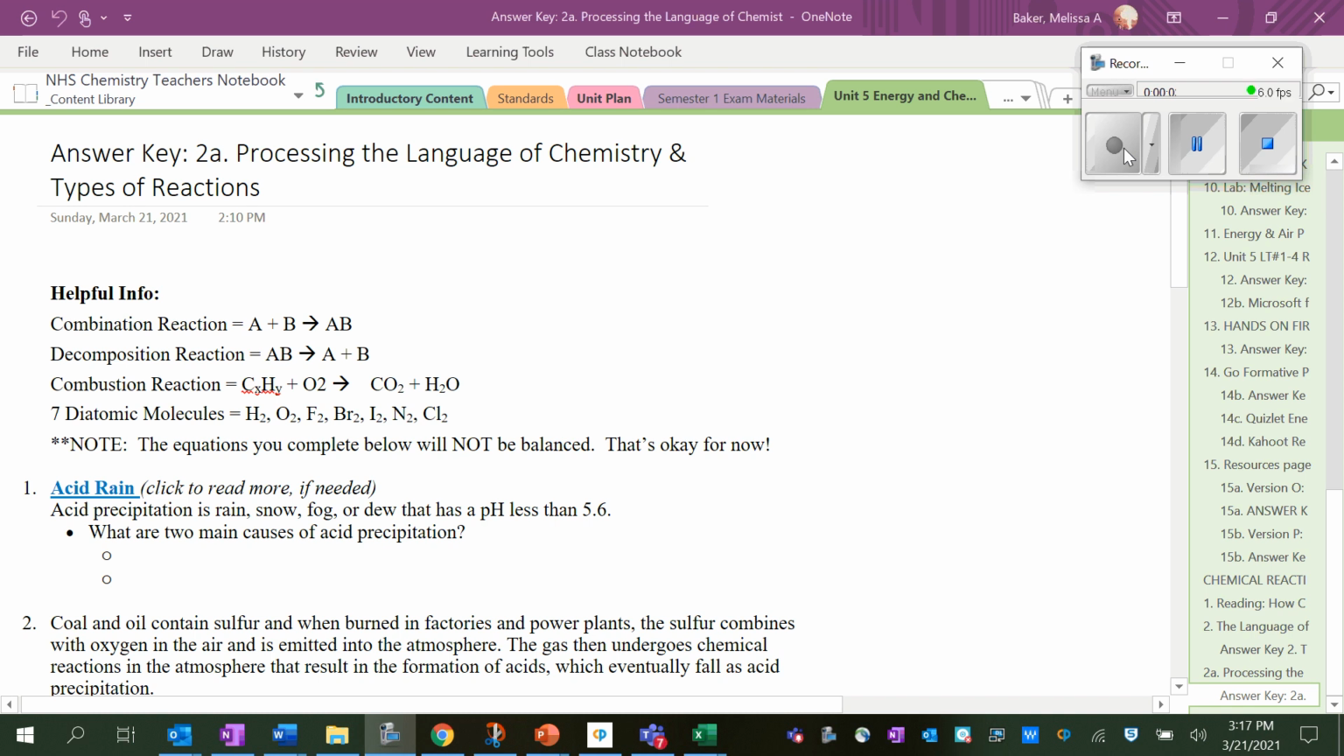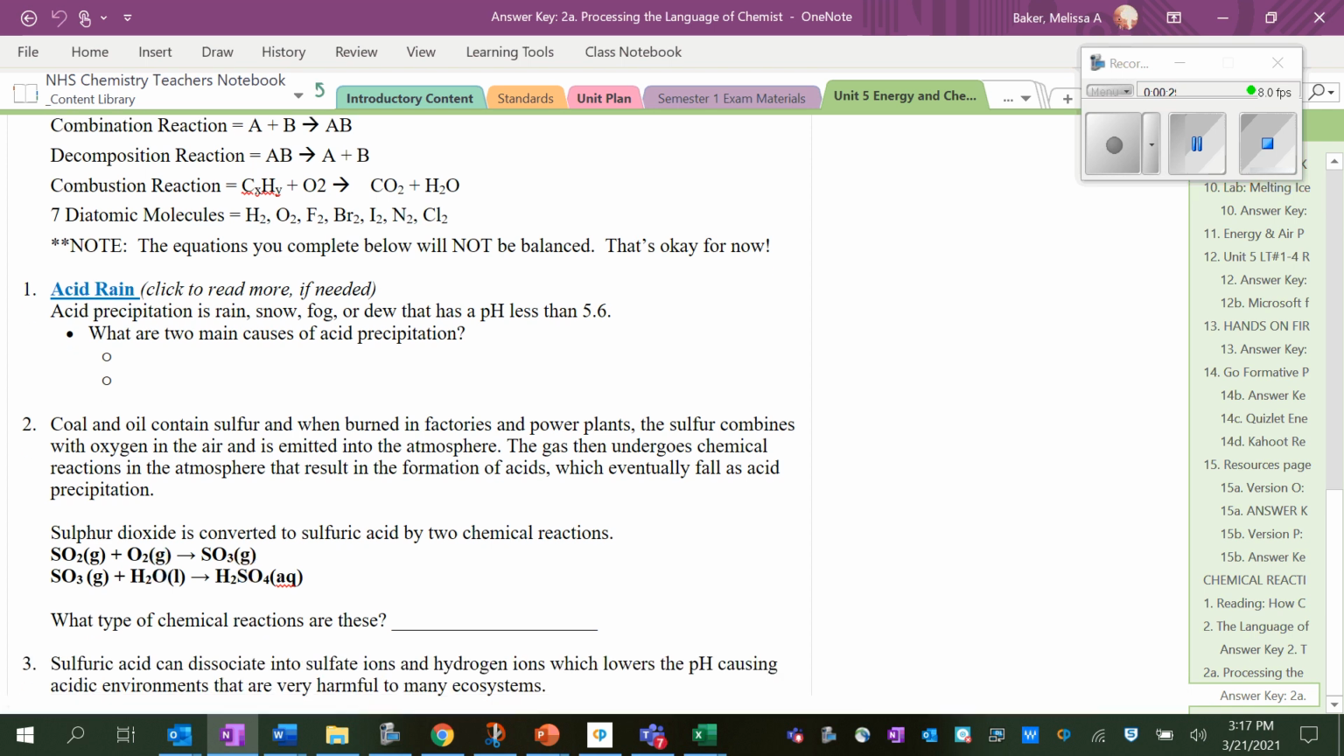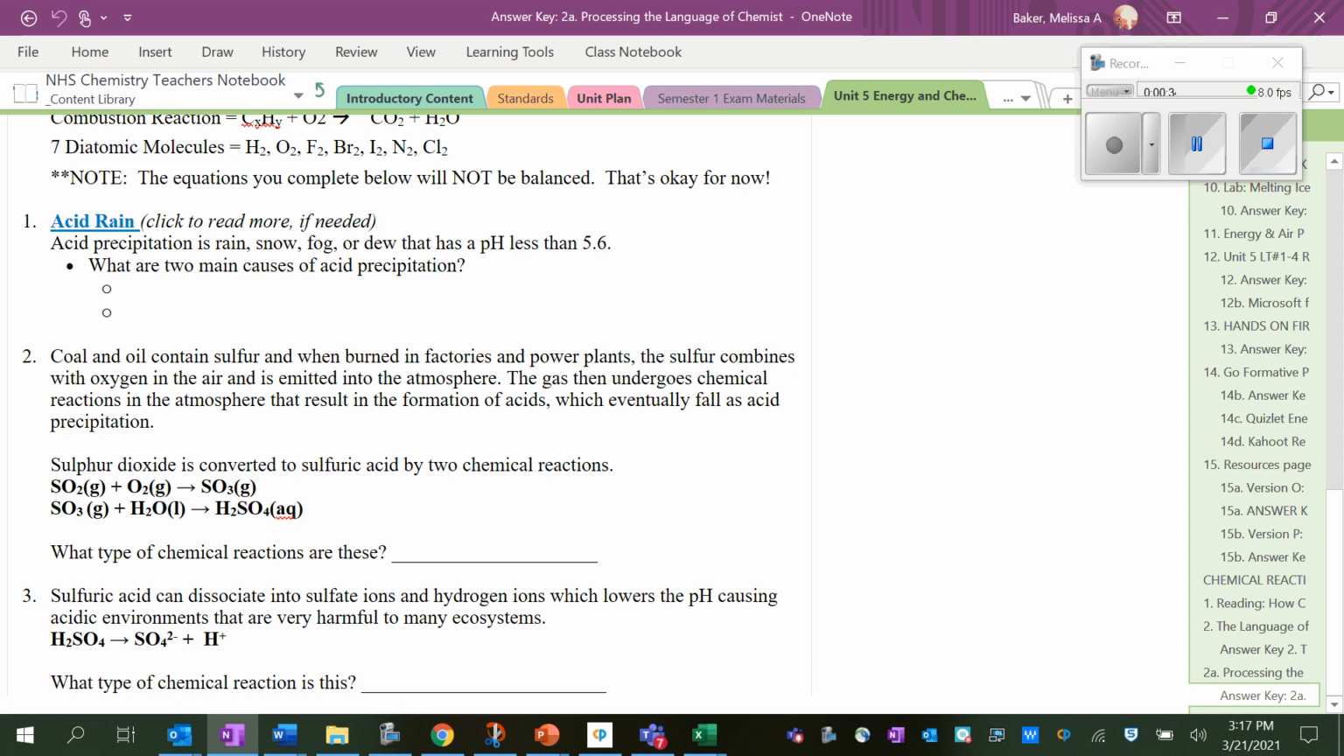All right, let's take a look at the processing of the language of chemistry and types of reactions. As a reminder, there's helpful info about the basic formula for the combination reaction, the decomposition reaction, a combustion reaction, and the 7 diatomic molecules, Hofbrinkel is what they spell. It also says the equations that you complete will not be balanced. That's okay for now.